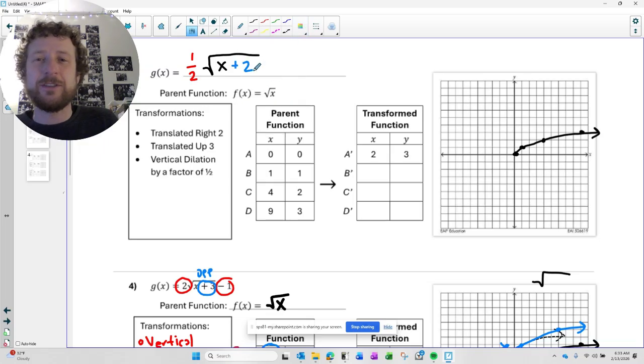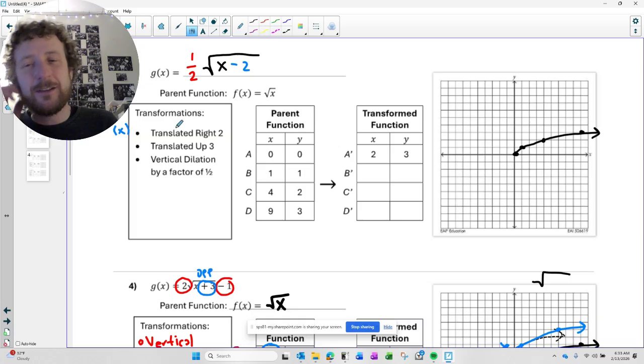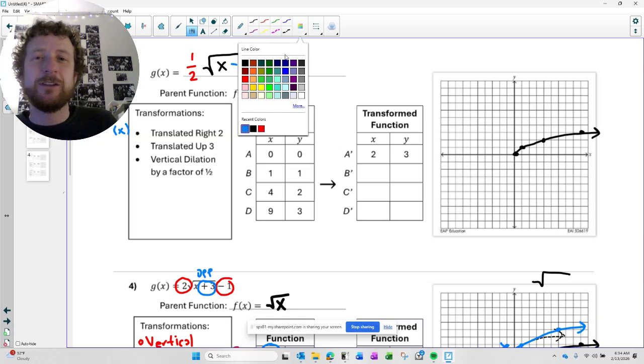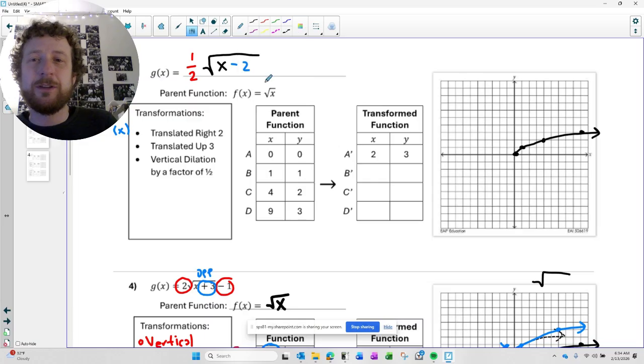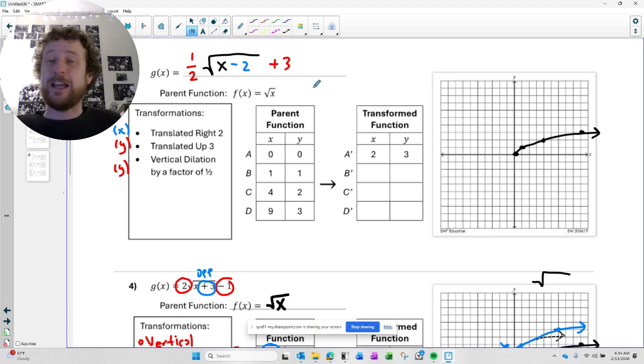It says up 3, right 2. Right 2 feels like it should be plus 2 inside, but actually it's minus 2. That right 2, that is an X change. That goes inside the function. Up 3, that's a vertical transformation, a Y transformation, which means it goes outside the function and it's normal. That's what your equation should look like.